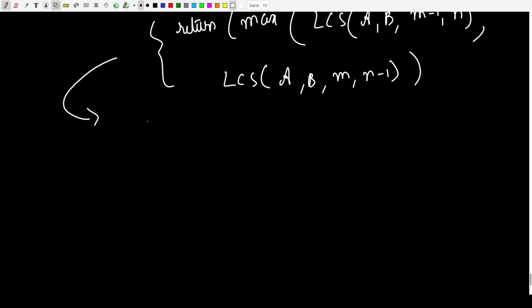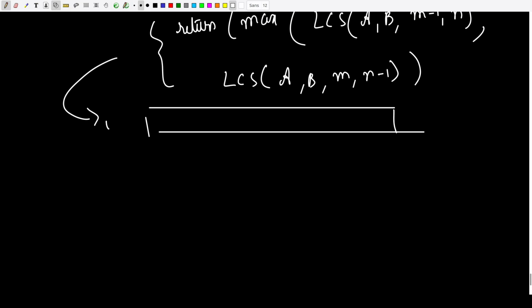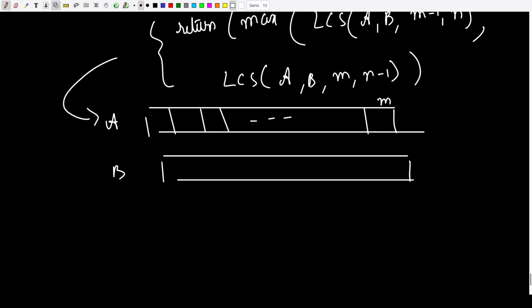So basically what I'm trying to say is, let us say this is my string A, and this contains this, right? And this is my mth location, and this is my B. This contains various strings, and this is my nth location. Okay, we know that these two are not equal, right?